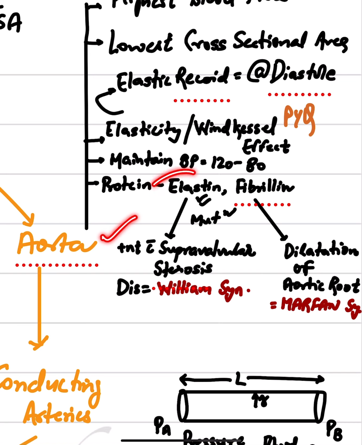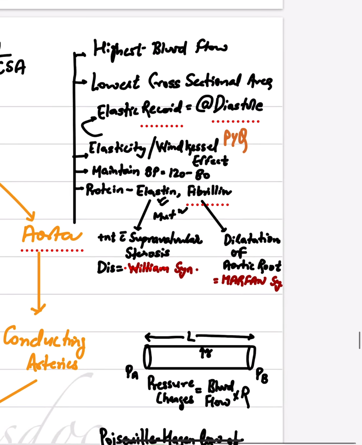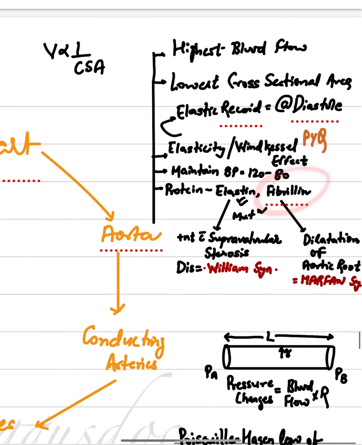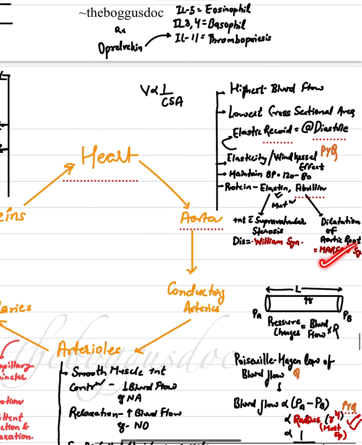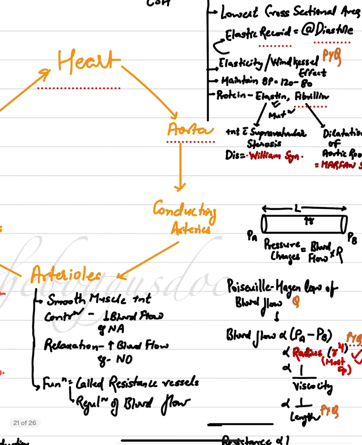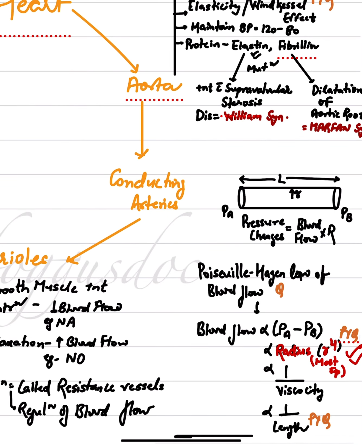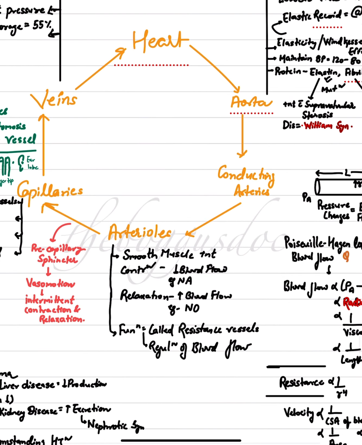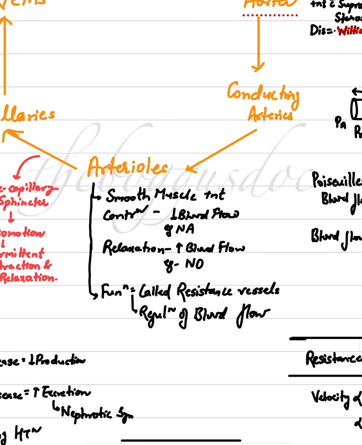Main is elastin. If we have an elastin mutation, it presents as supravalvular aortic stenosis, diagnosed as Williams syndrome. And if we have a mutation in fibrillin, we have dilatation of the aortic root, and this is a very famous disease, Marfan syndrome. After the aorta, we have arteries, okay, conducting arteries, and then we have arterioles.